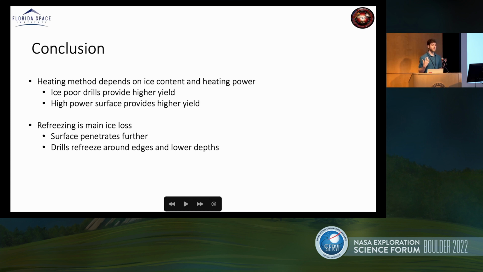A big issue going forward is going to be refreezing. With those drills, we're losing a lot of ice to refreezing in such high concentrations. How are we going to be able to prevent that? But surface heating alleviates that because it evenly spreads the heat out across the entire system.